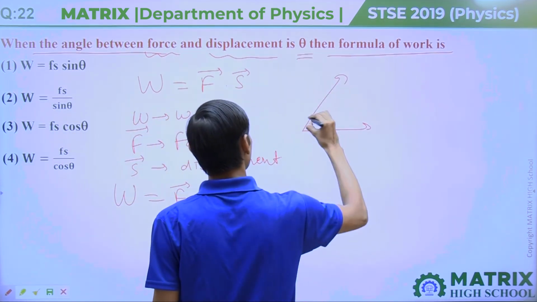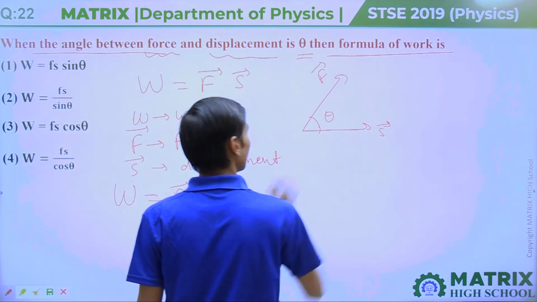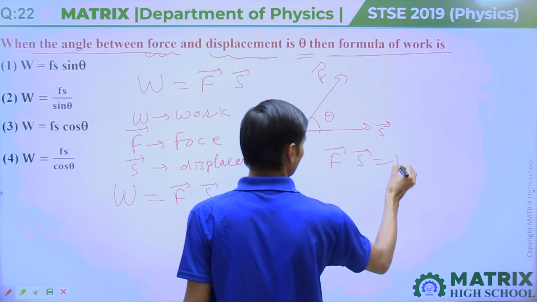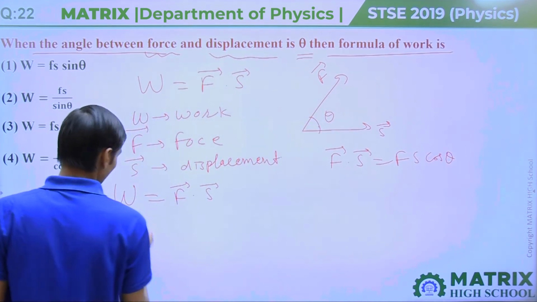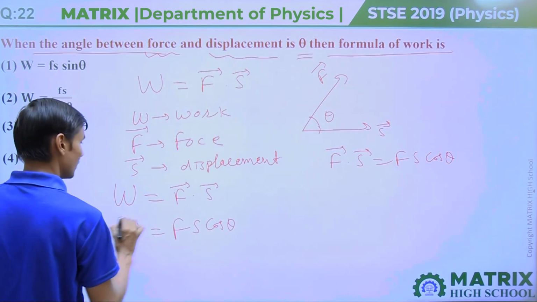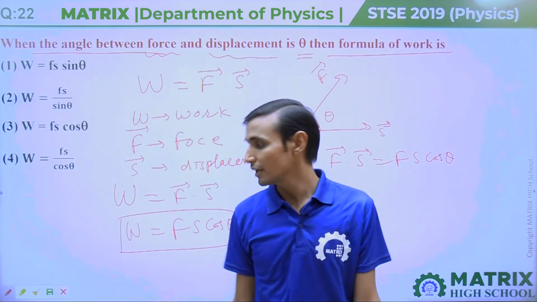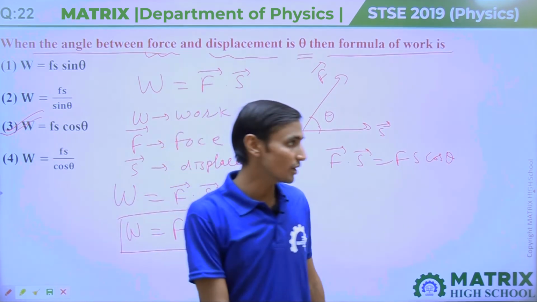When two vectors have an angle theta in between, then the dot product F vector dot S vector comes F S cos theta. So W equals F S cos theta, and your work done will be F S cos theta, which is given in option third. So your answer will be option third.